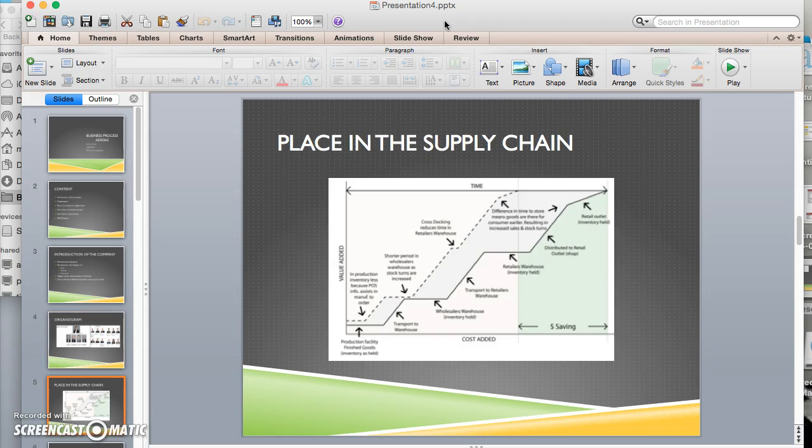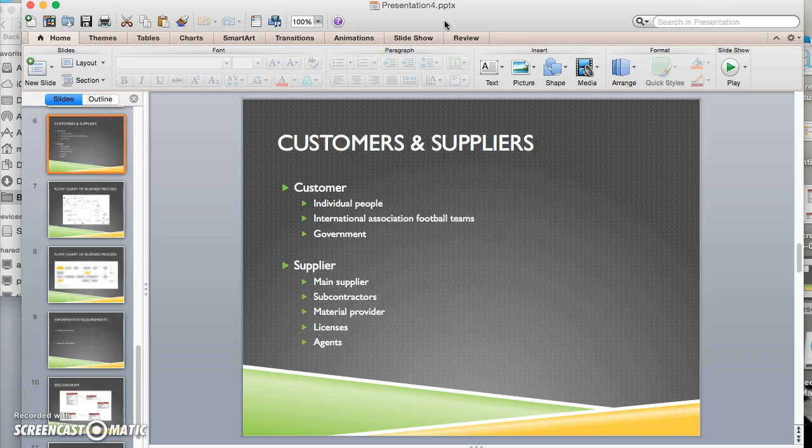And the place of the company's supply chain: since they're a global market leader, they need global supply chain management, and they focus on three main elements: the production of the product, then the transportation to the warehouses of the wholesalers and the retailers, and from the retailers, it will be distributed to the end consumer.